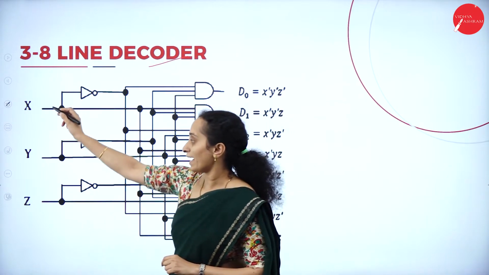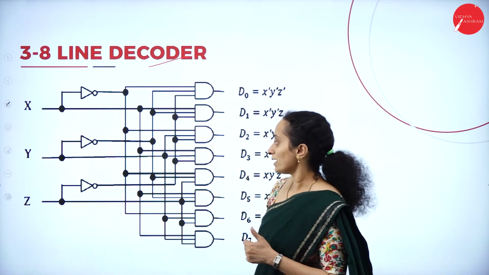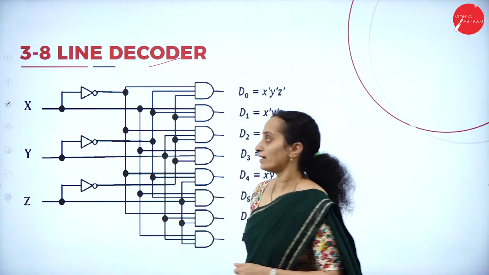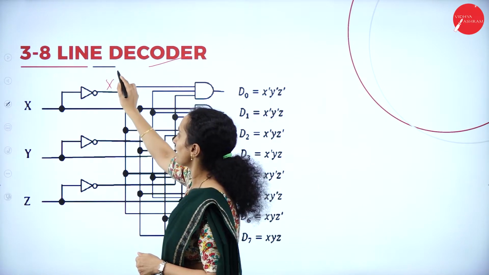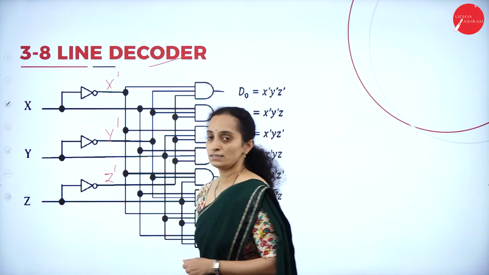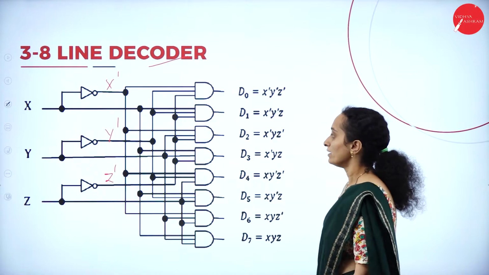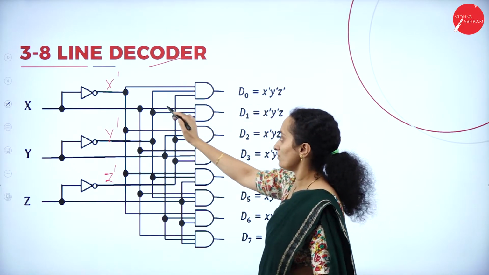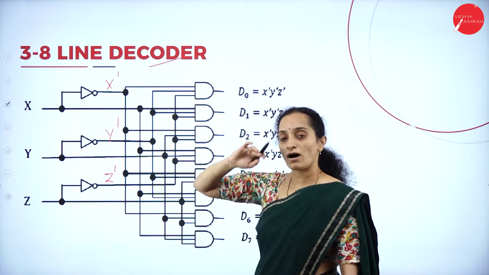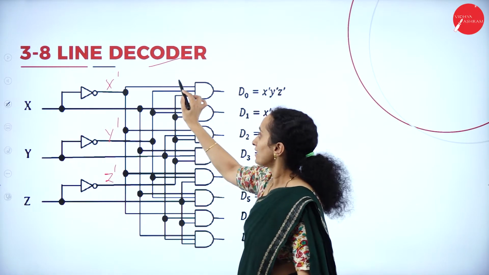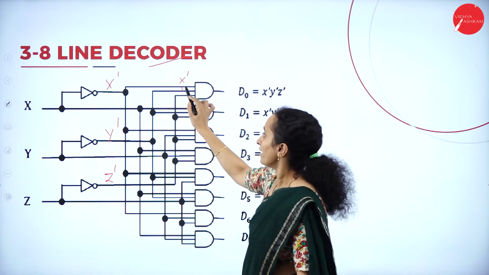Here you can see in the diagram, there are 3 inputs, X, Y, Z. Each input has used a NOT gate, so this will become X dash, Y dash and Z dash. Okay. When you combine this, the first thing is D0. D0 is all in complement form. So this will be X dash, Y dash.